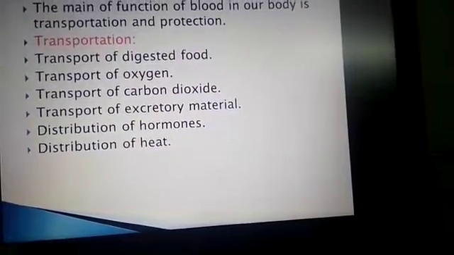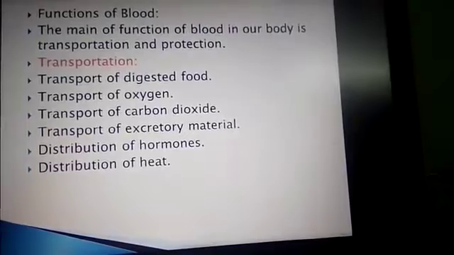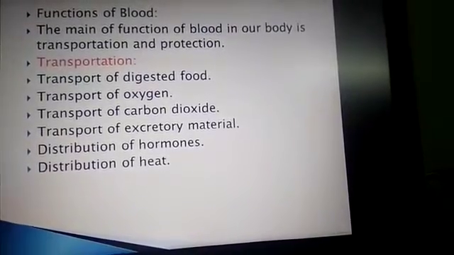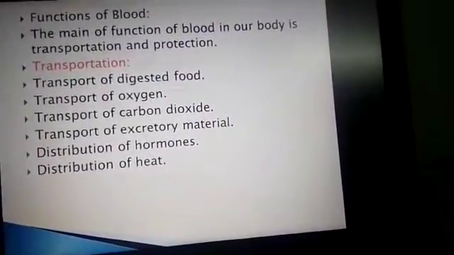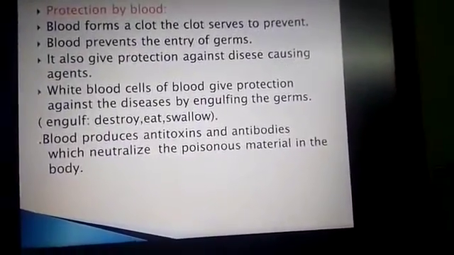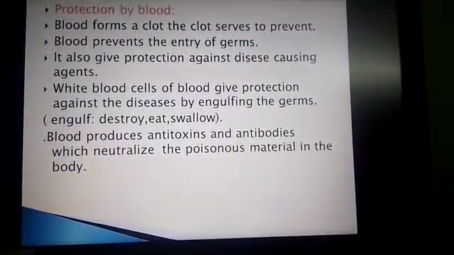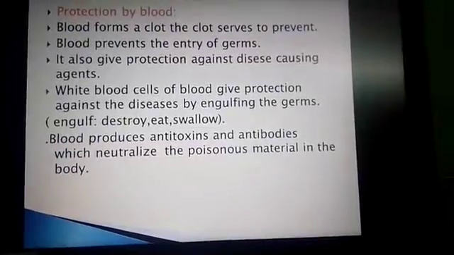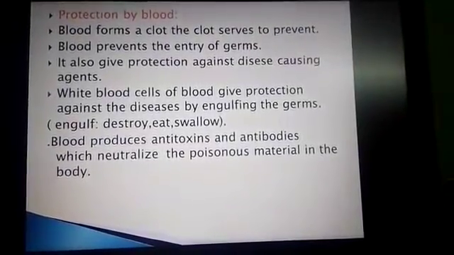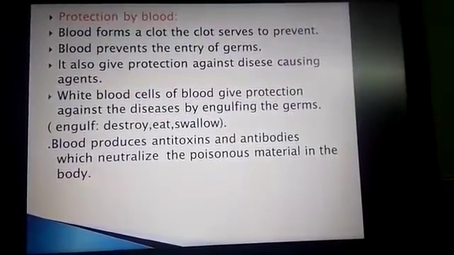And hormones, which are secreted by the endocrine glands and are involved in metabolic processes. And distribution of heat. Blood maintains a constant temperature unless an infection causes a change. It gives temperature to the body.